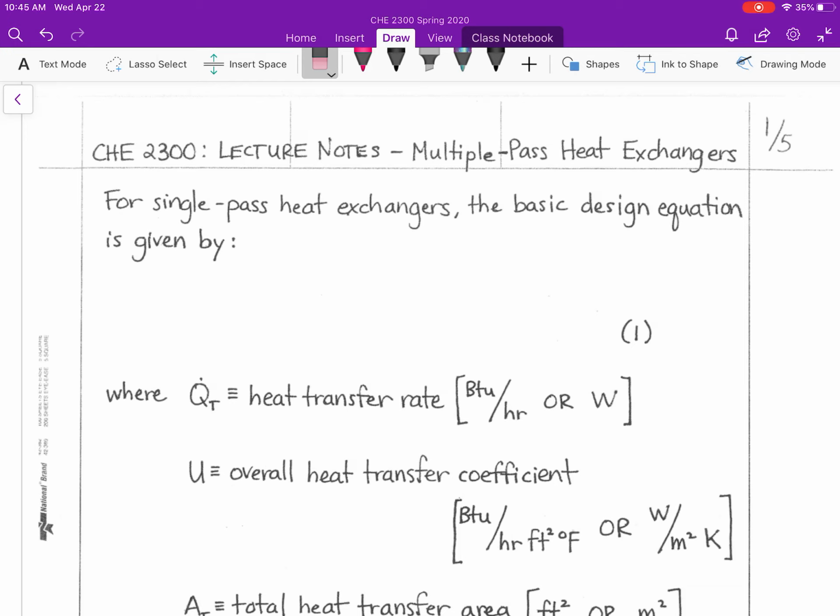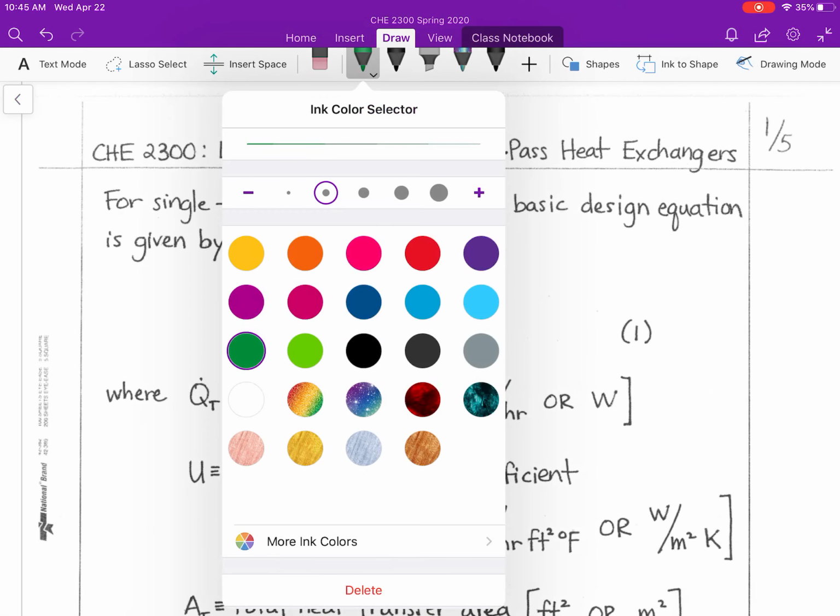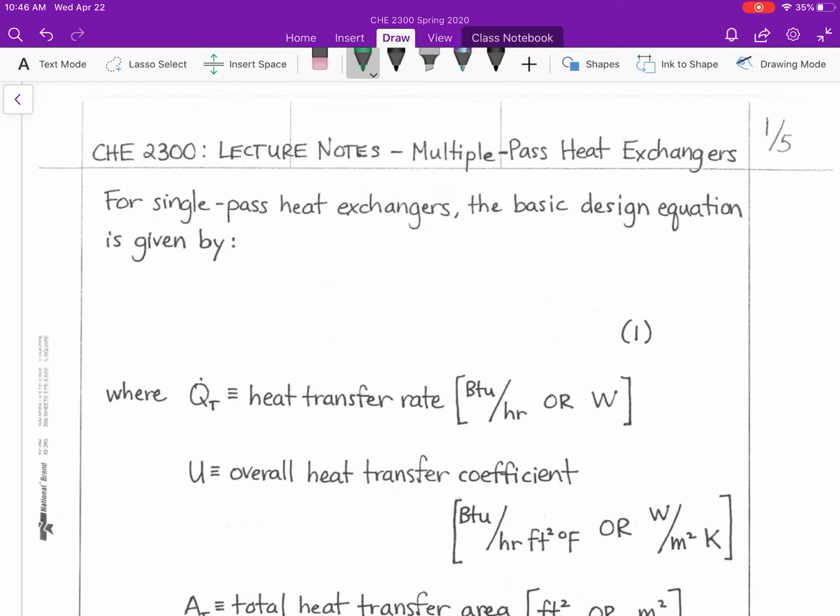In today's lecture video we are going to discuss the equations necessary to describe heat transfer in multiple pass heat exchangers. Up to this point we have either discussed or dealt with single pass shell and tube heat exchangers or double pipe heat exchangers, which are by default a single pass heat exchanger.